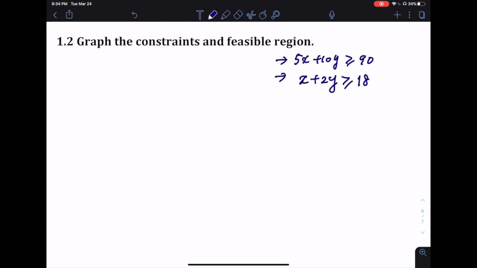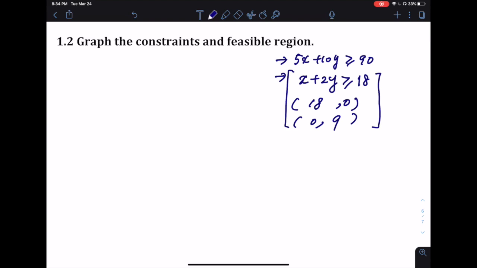Now, how can we graph it? You can find the intercepts. When y equals 0, what is the x value that makes 18? 18. When x is 0, what is the y value that makes 18? 9. So this is the first constraint with its x-intercept and y-intercept.